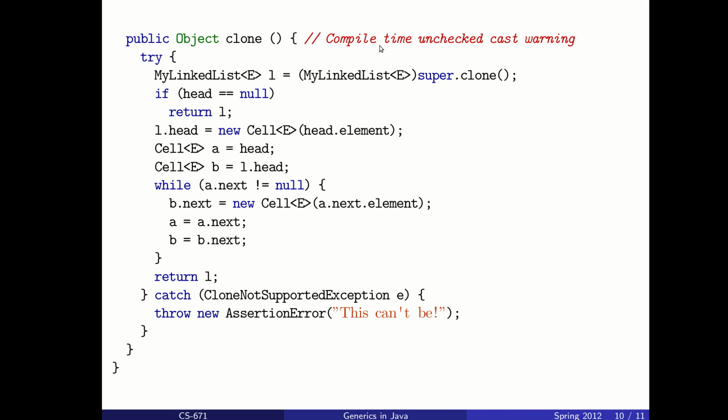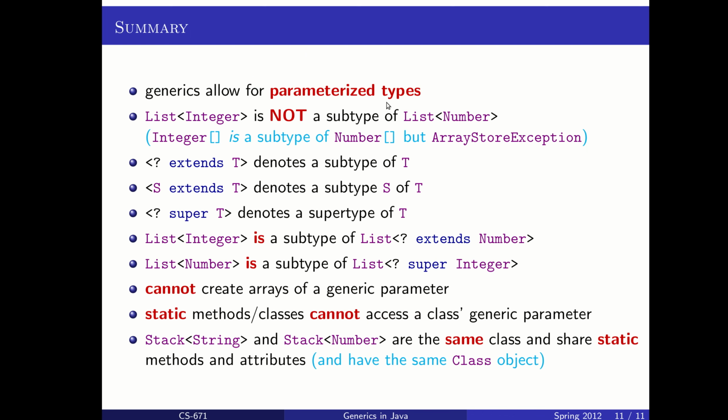We will still get some unchecked cast warnings from this one by having to convert the object that comes out of super.clone into a linked list of e's. It's not perfectly clean, but we know it's safe because we know that we are dealing with the same type at all points throughout there.